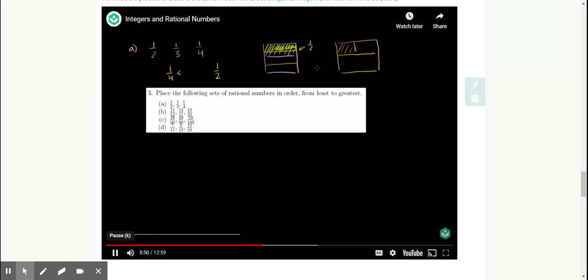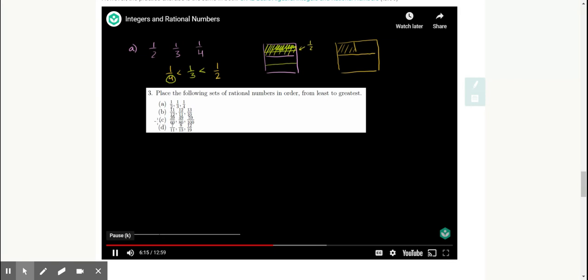Okay, there's multiple ways we could visualize this. So 1/4 is less than 1/3, which is less than 1/2. In general, the larger your denominator, the smaller the fraction. I have only 1 out of 4. That's less than 1 out of 3. And that's even less than 1 out of 2, which would be even less than 1 out of 1. So that's our first one. We put that in order: 1/4, 1/3, 1/2.